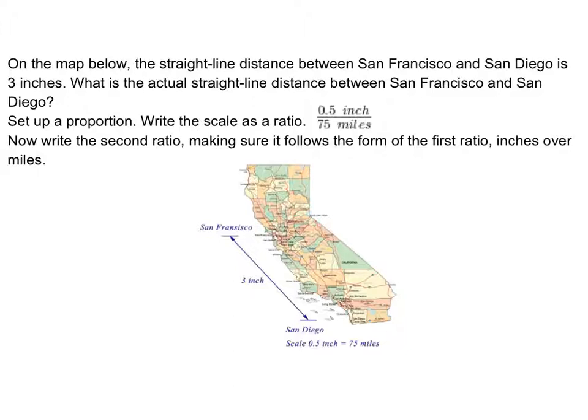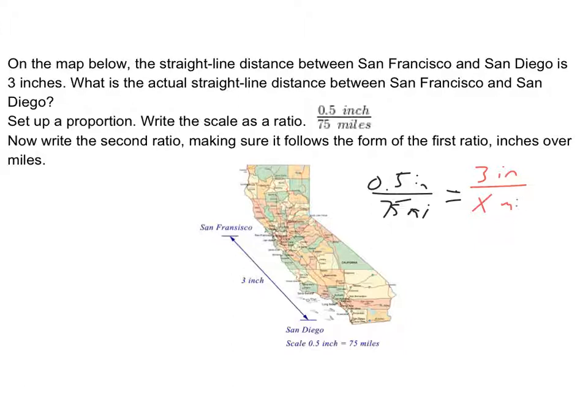So we set up a proportion. We write the scale as a ratio. So 1/2 inch is 75 miles. Now we can write the second ratio and make sure it follows the form of the first ratio, inches over miles. So if I have my first one, 0.5 inches over 75 miles, I want to write the second one so that it follows the same form, inches over miles. So San Francisco to San Diego is 3 inches, and I don't know how many miles.